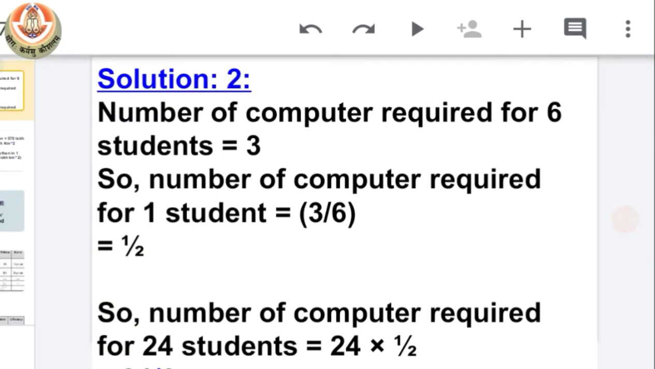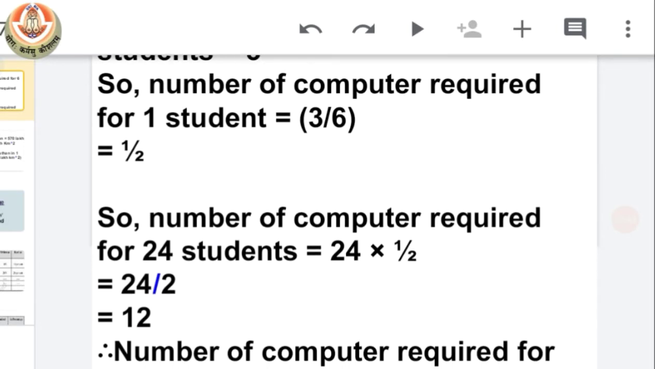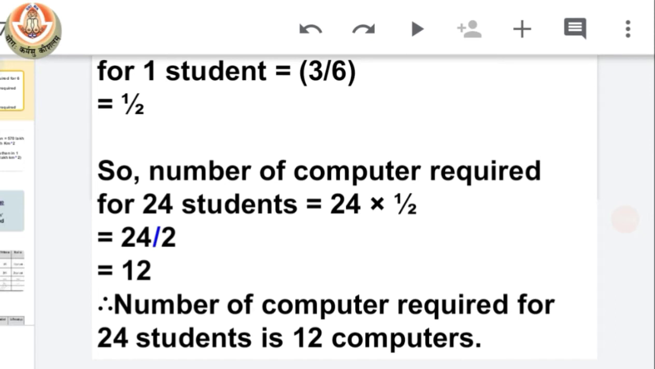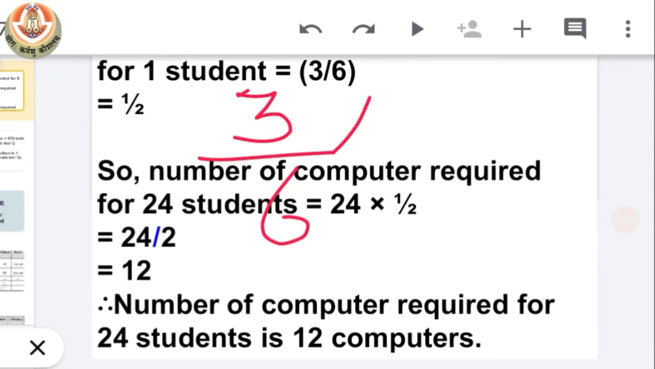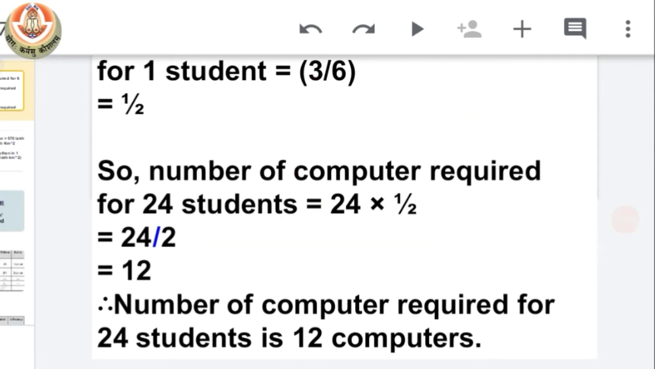So number of computers required for 6 students is 3. So number of computers required for 1 student is 3 by 6, that is half. Now number of computers required for 24 students is 24 by half, or you can see 3 by 6 into 24, it is the same thing. So when we solve it, we get our answer 12. That means the number of computers required for 24 students is 12 computers.